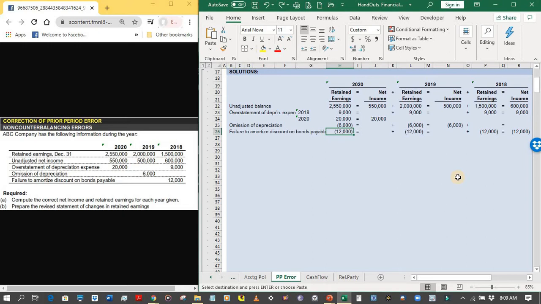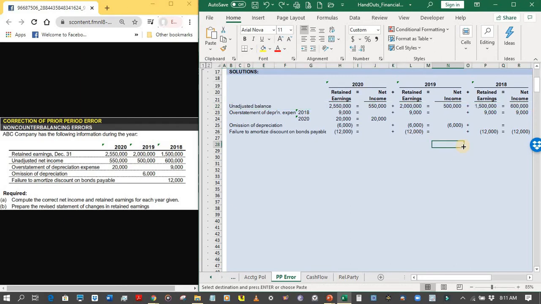So always remember that when the error is a non-counterbalancing error, the error will have no effect on the net income in the following years, but the effect will be seen in the retained earnings. That is why we deducted the 12,000 from the retained earnings in 2018, 2019, and 2020: because the 600,000 pesos net income in 2018, which is overstated by 12,000, is part of the 1.5 million, the 2 million, and the 2.55 million, because this particular row is unadjusted amounts.